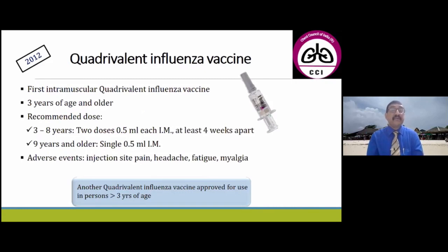What is a quadrivalent influenza vaccine? It is the first intramuscular quadrivalent influenza vaccine. It has to be given at 3 years of age and older. The recommended dose is, for 3 to 8 years, 2 doses, 0.5 ml each IM, at least 4 weeks apart. For 9 years and older, there is a single shot of 0.5 ml vaccine given intramuscularly. The adverse events constitute injection site pain, headache, fatigue, and myalgia.